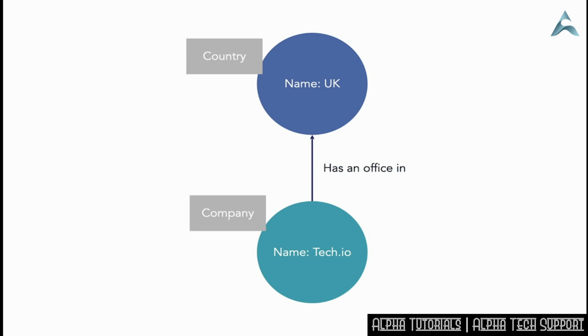Let's say that we want to embed the following fact into the knowledge graph. Tech.io is a company that has an office in the UK. We can translate the nouns to vertices, so Tech.io and UK are two distinct vertices, and the relationship between the nouns is an edge. So here, the edge has type has an office in. Furthermore, each vertex has a label that describes what type of vertex is added. For example, the UK vertex has a label called country, and the Tech.io vertex has a label called company.